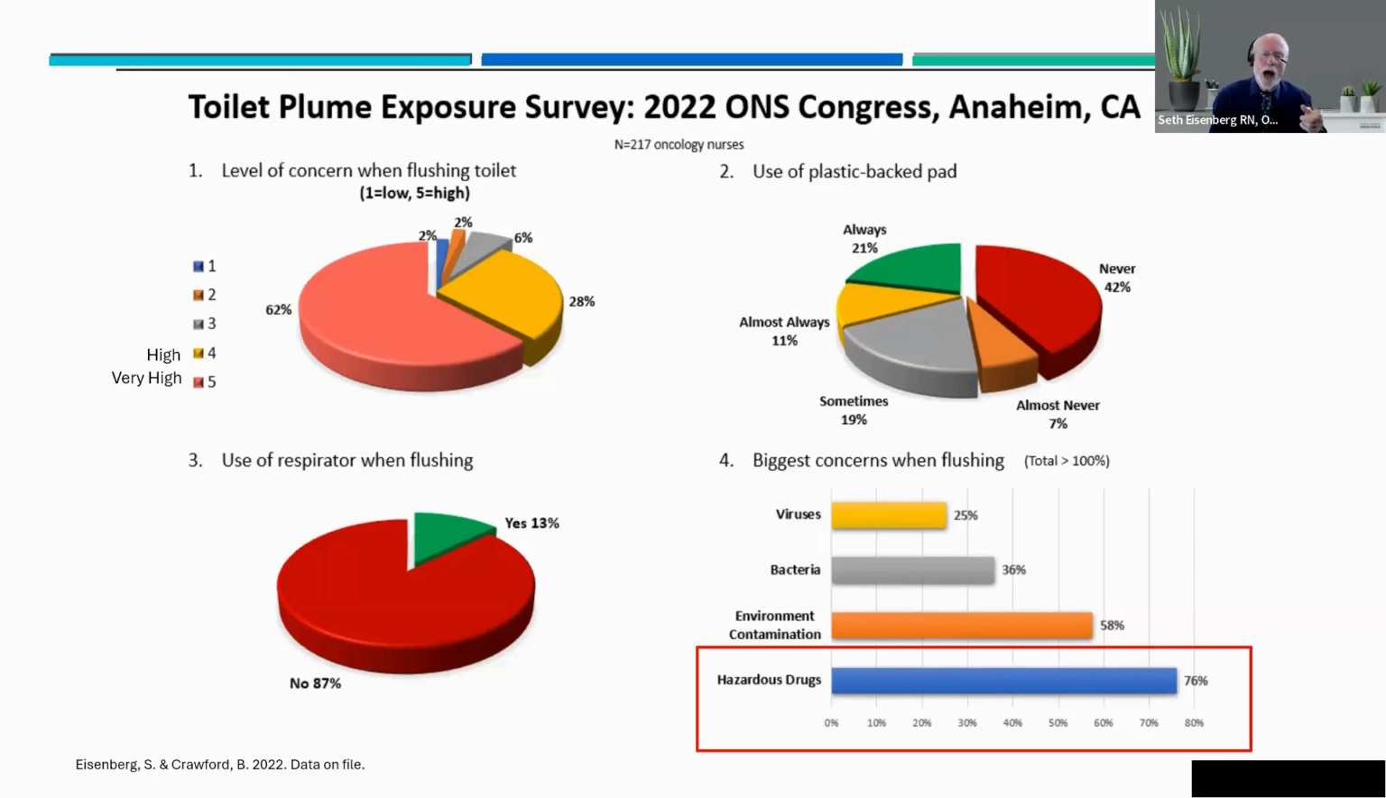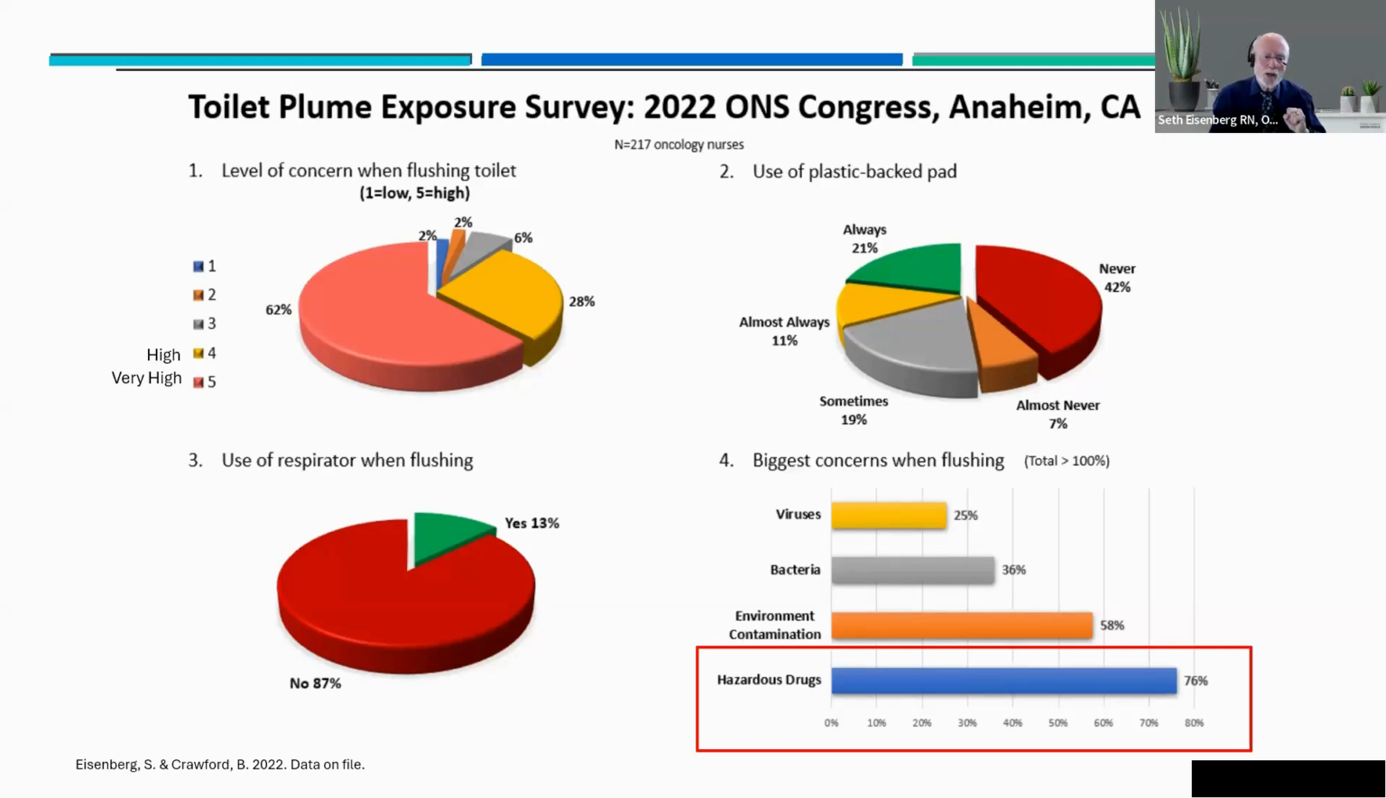We asked then also how many use a plastic-backed pad, because ONS has been recommending covering with a pad for many years now. And so we asked that question. About 1/3 of the nurses said they either always or almost always used it, 2/3 saying they didn't. And when we asked them why they didn't use it, the number one answer was that the pads tended to get sucked into the toilets. More on that in a few slides.